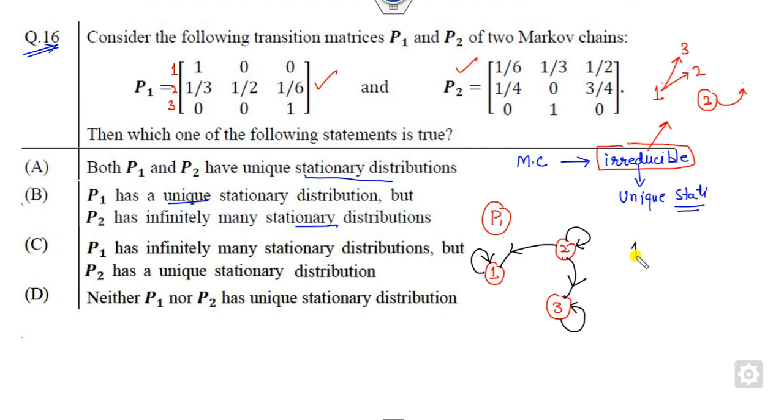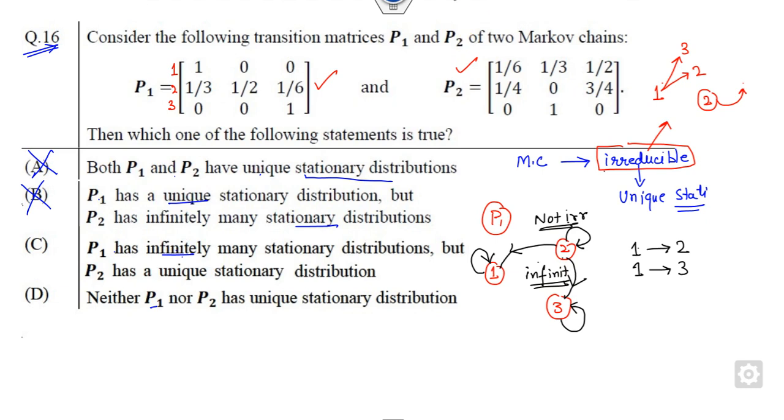Now, is it possible that you can start from 1 and reach point 2? No, you can see that. Is it possible that you can start from 1 and reach point 3? No. So it means this is not irreducible. Once it is not irreducible, it means the stationary point is not unique, so it has infinitely many stationary points. So the first option, P1 has a unique, is cancelled out. P2 has infinitely many, that's 2. P2 neither is unique, that's also 2.